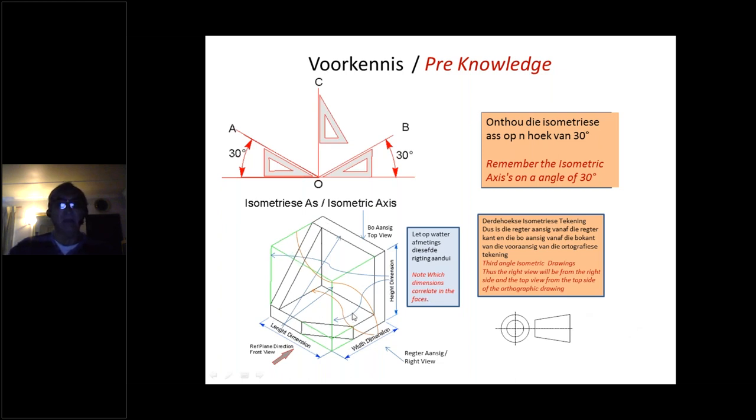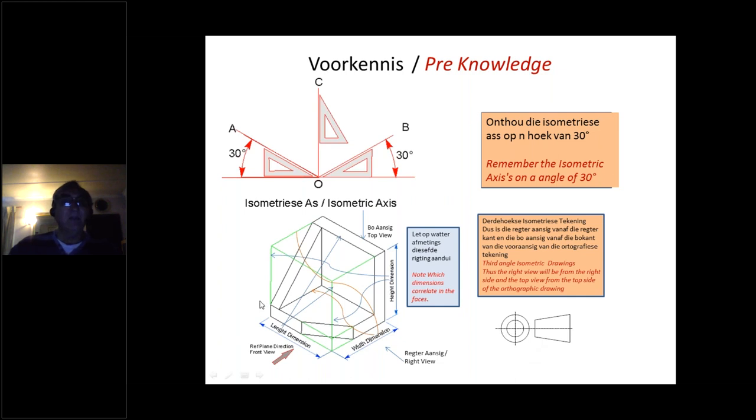Once again, the projection symbol, which you already know. In this one it's third angle, which means that what I see from the front view, I project in front of the front view. If it's first angle, what I see from the front view, I project on the opposite side of the front view. So in this case, it's that.